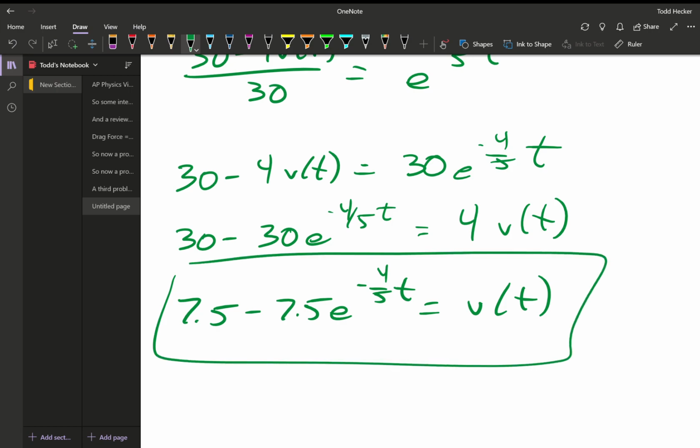Okay, and we can check. If you put 0 in for your time, you end up getting 7.5 minus 7.5, which is 0. And as t gets bigger and bigger, this term gets closer and closer to 0, which is how you get that terminal velocity of 7.5 that we found at the beginning.